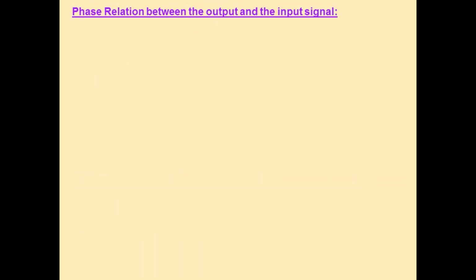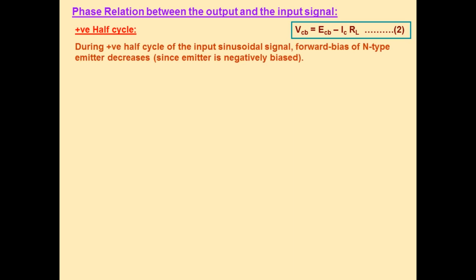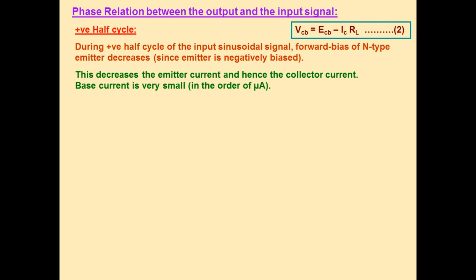Now the phase relation between the output and the input signal. We have the expression VCB equals ECB minus IC into RL. During the positive half cycle, the forward bias of the N-type emitter decreases, because the N-type is connected to negative. If it is forward bias, the emitter current decreases. If the emitter current decreases, from the relation IE equals IB plus IC, there will be a decrease in collector current also.